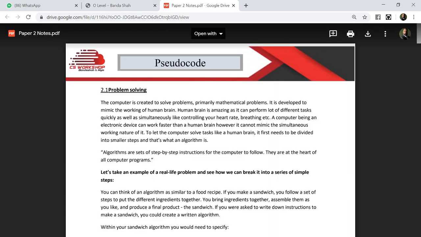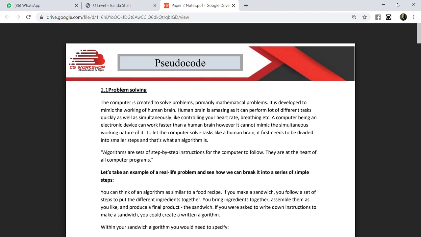So just click on download and you will get this document. Now this whole document is all about the theory that is revolving around paper 2. Paper 2 is about programming, how to write down the programs.